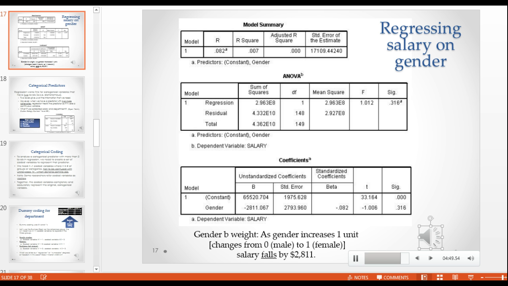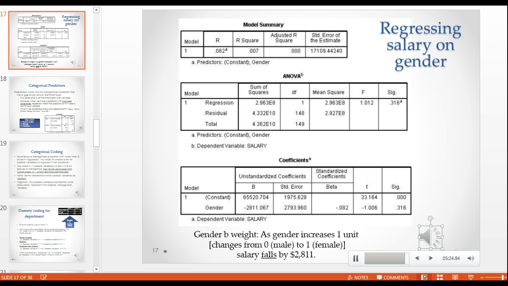If this coding was reversed, we would have a different sign for that beta and the B weight. So if we went from female to male, we would expect an increase in salary of that same amount. So you can go ahead and recode those if you would like in SPSS just to see what happens to the sign of that B weight.